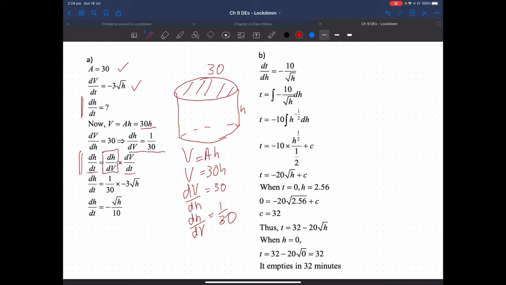Substituting information we know into the related rate formula, replacing dh/dV with 1 over 30 and dV/dt with negative 3 root h, we can now multiply those together, and we now know dh/dt equals negative root h divided by 10, as we were asked to find.